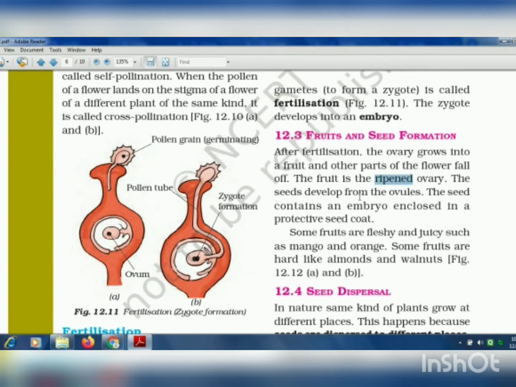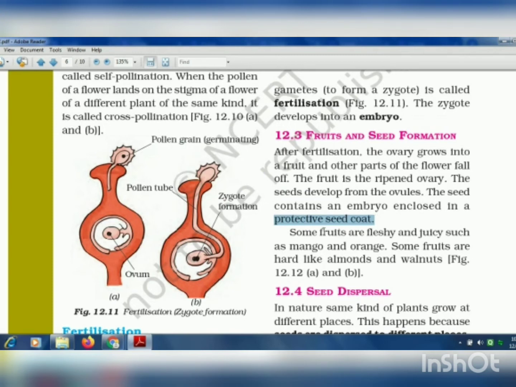The seeds develop from the ovules. Okay, so where the zygote was formed, which then developed into an embryo. Okay, so the ovules get converted to seed, and the seed contains an embryo. So that embryo is inside the seed, which is enclosed in a protective seed coat, which we have studied earlier with a diagram of a seed.